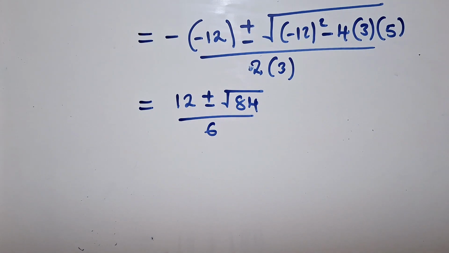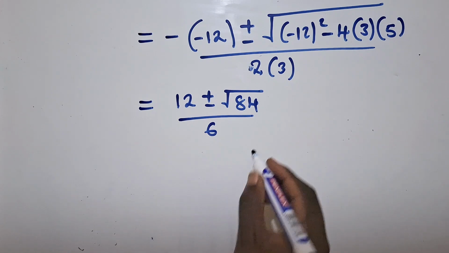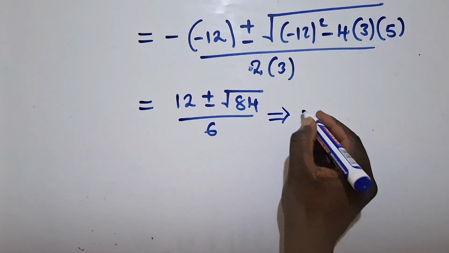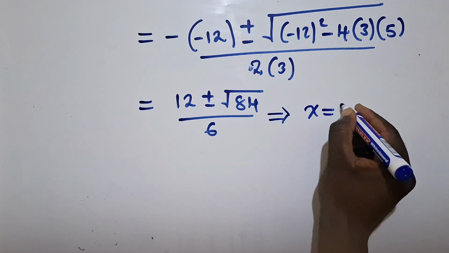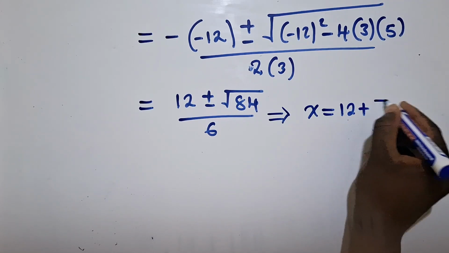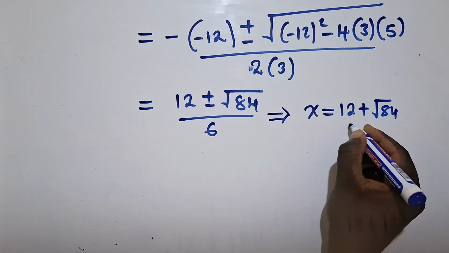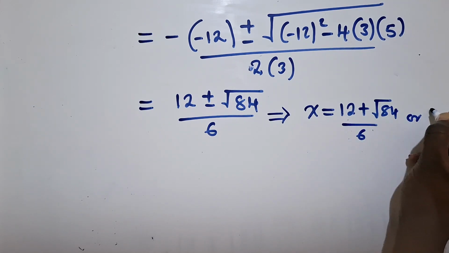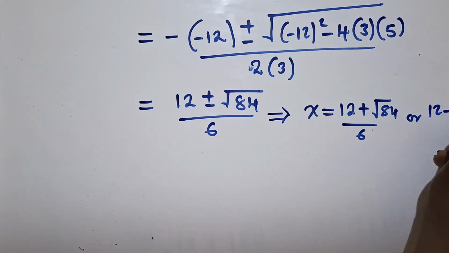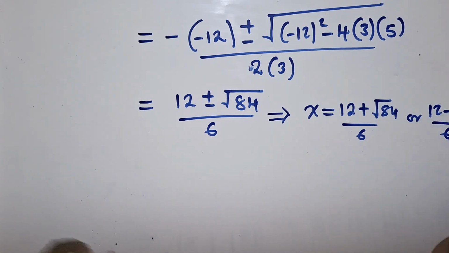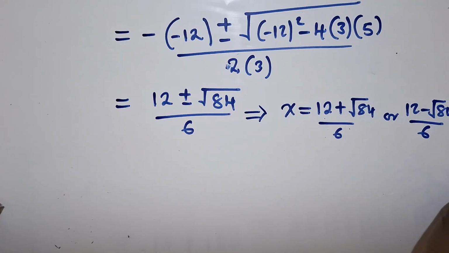So let's just confirm if what you're getting is okay. So I've got negative 12 squared minus 4 times 3 times 5. So it's 84. It's what we've gotten. Now from this stage, we shall say x is equal to 12 plus root over 84 over 6, or 12 minus root over 84 over 6. This is how we're going to write it.